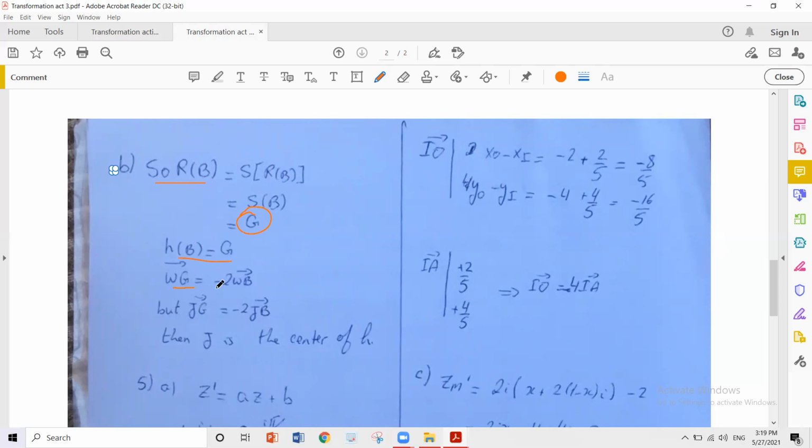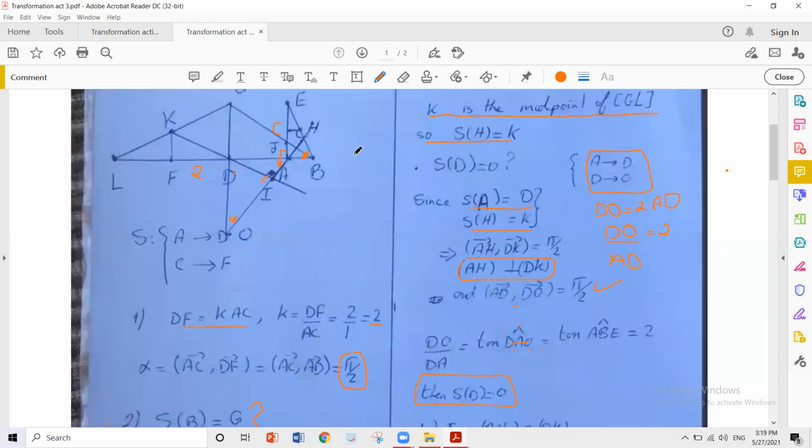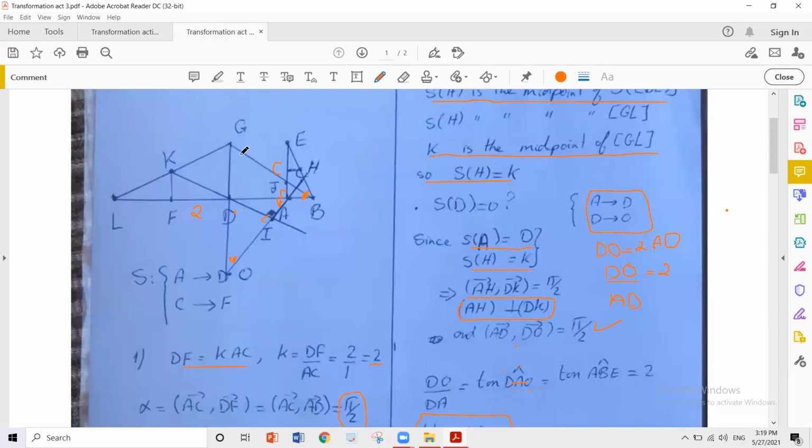This means WG equals minus 2WB. We have the triangles BDG and BAC. These two triangles are similar. BA over AD equals half. So BJ over GJ equals half.